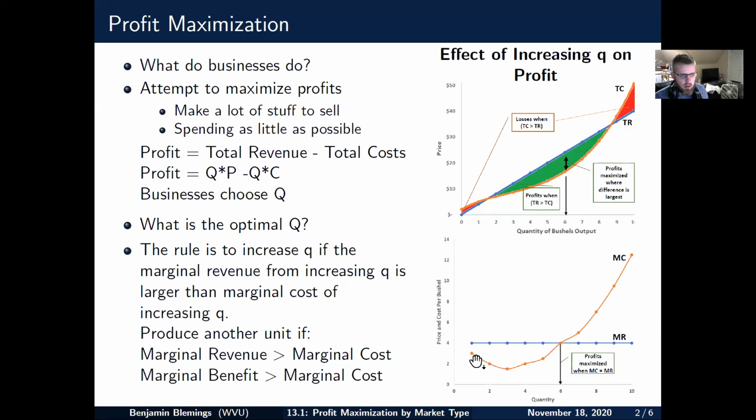And what we can see here is this is the same graph for this firm portrayed here. The difference is that instead of the total cost and the total revenue, we're plotting the marginal cost and the marginal revenue. And so that's why this marginal revenue is flat, because each unit sells for 4. And so the additional money you make from each unit is 4.